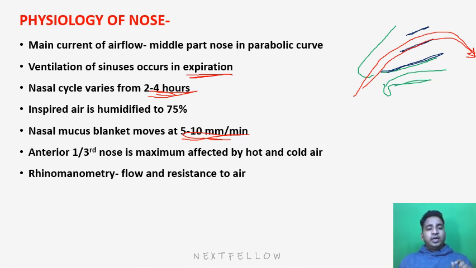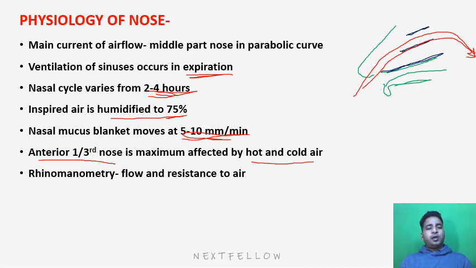And see, inspired air, whatever we inspire, is generally humidified to 75%. Try to remember each and every point. This has been asked in previous papers. So inspired air is humidified by the nose up to 75%. Then the anterior 1/3 of the nose is the area maximally affected by hot or cold air, because the first exposure is in the anterior 1/3 part of the nose. So it is mostly affected by hot and cold air.